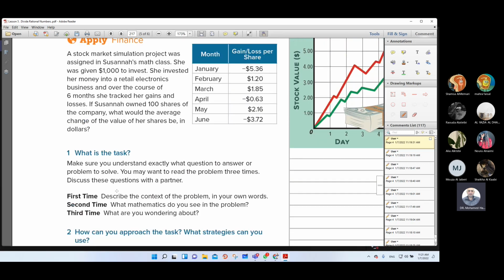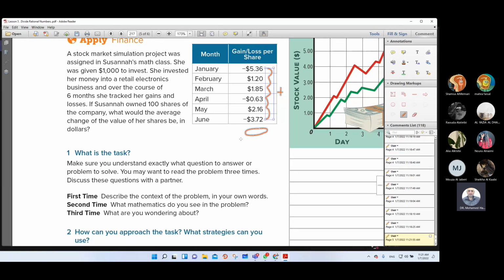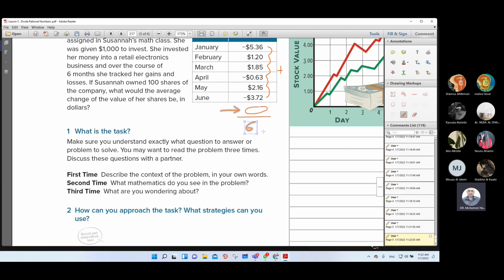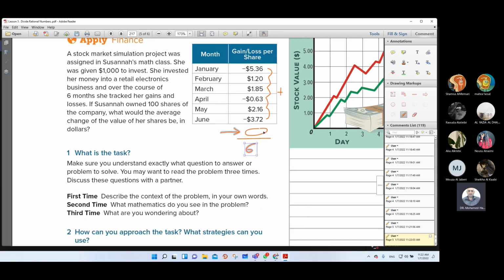And always, when you want to find the average, it means add all the numbers, then divide by the number of these numbers: 1, 2, 3, 4, 5, 6. The result here divided by 6, you will get what? You will get the average. Right. Now I try to find the result here.